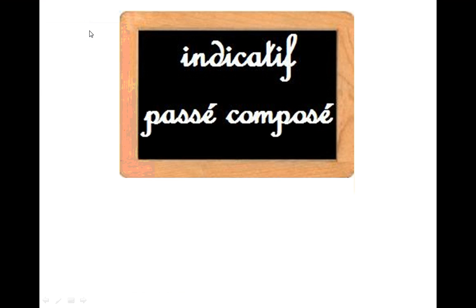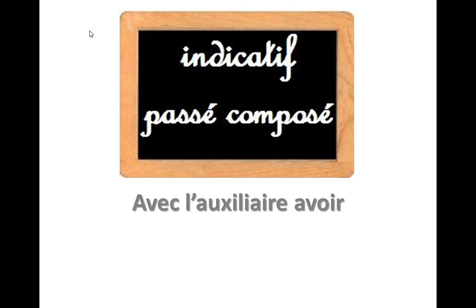Today I will explain to you how to form the past in French, which is called passé composé. Passé composé is formed by the auxiliary have or the auxiliary to be. For now, we'll start with the auxiliary to have, which is auxiliaire avoir.